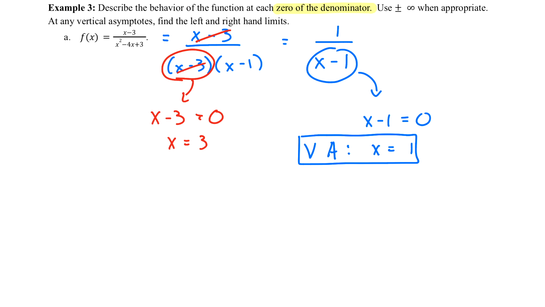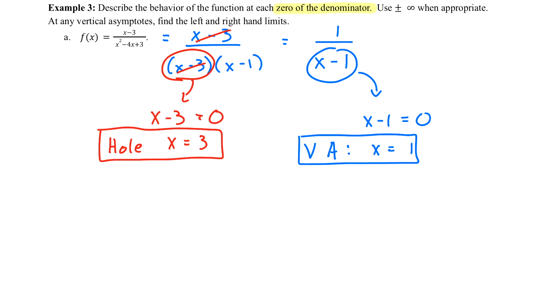Because that factor canceled from our numerator and our denominator, that means instead of having a vertical asymptote at x equals 3, we have a hole in our graph at x equals 3. So here we've got two different zeros of the denominator and two different behaviors. We've got a hole at x equals 3. We've got a vertical asymptote at x equals 1.